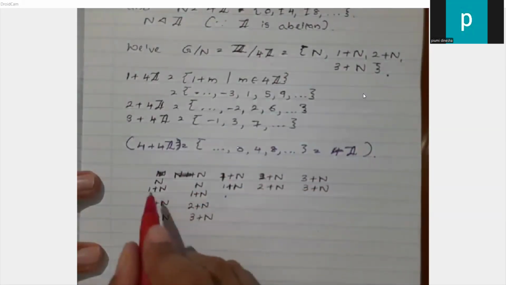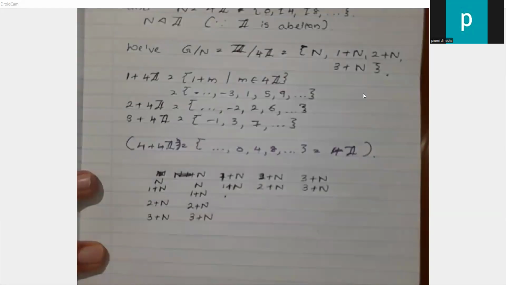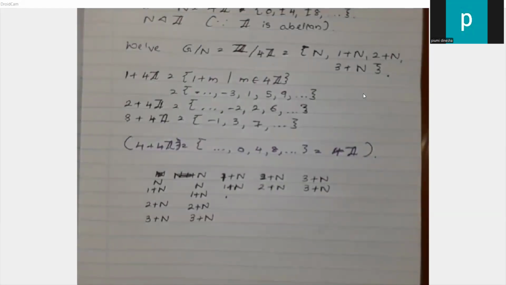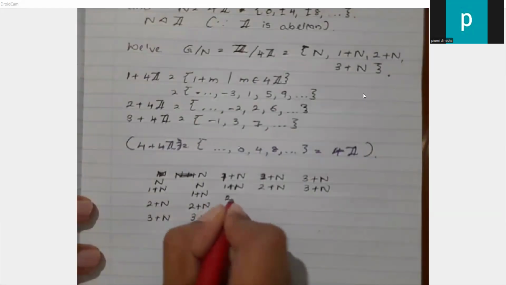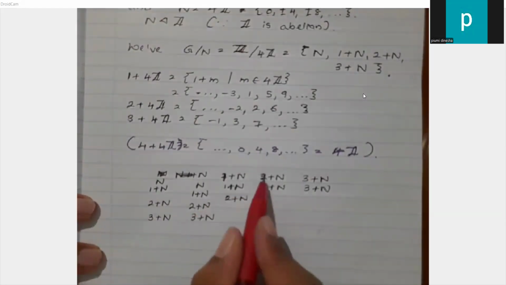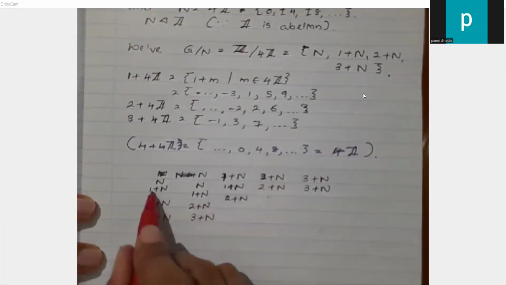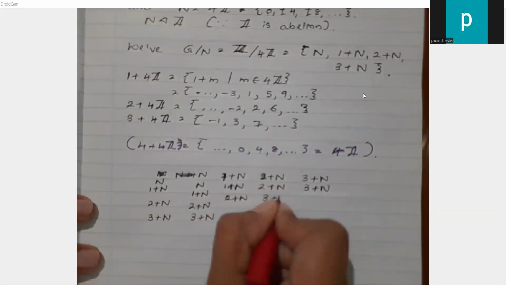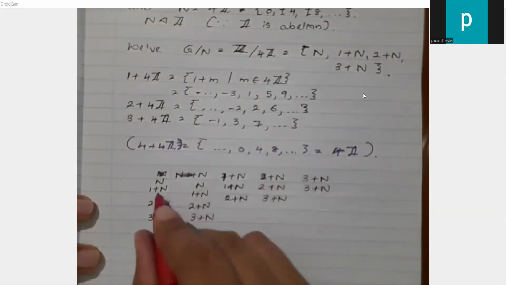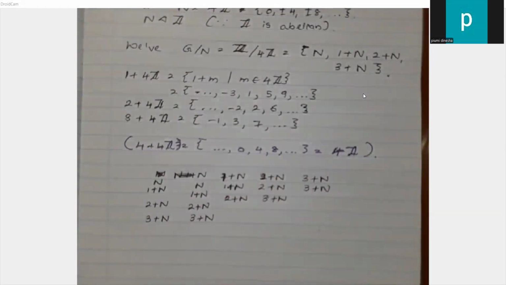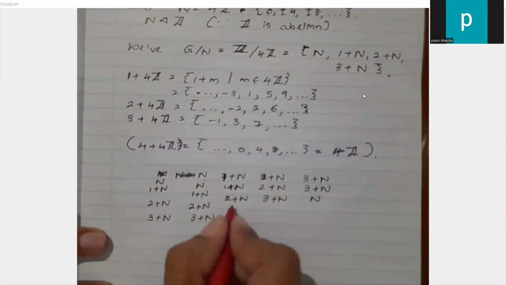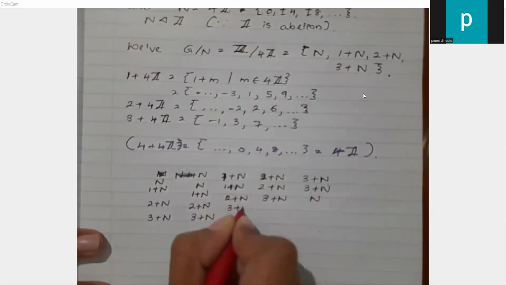This element, 1 plus n times 1 plus n. How do we find that element? We simply take 1 plus 1 times n. 1 plus 1 is 2, so it ends up being 2 plus n. Over here, we have 2 plus n times 1 plus n. So this will be 3 plus n. Over here, we have 1 plus n times 3 plus n. That means 1 plus 3 times n. 1 plus 3 is 4. 4 plus n is simply n. So this will be n. And over here, we have 3 plus n.